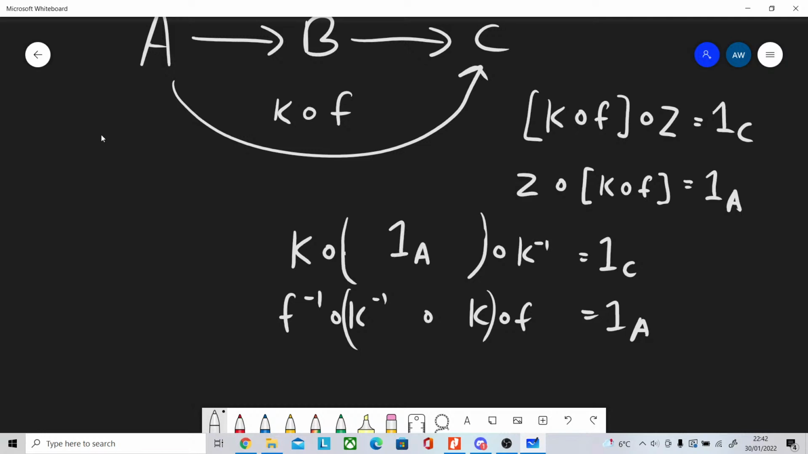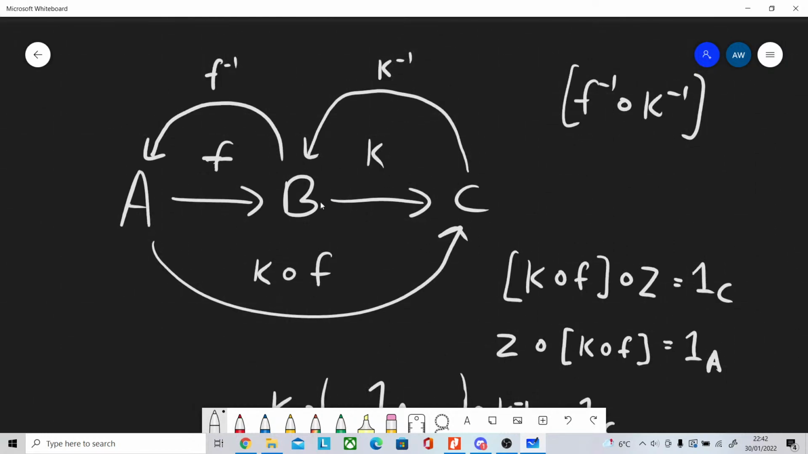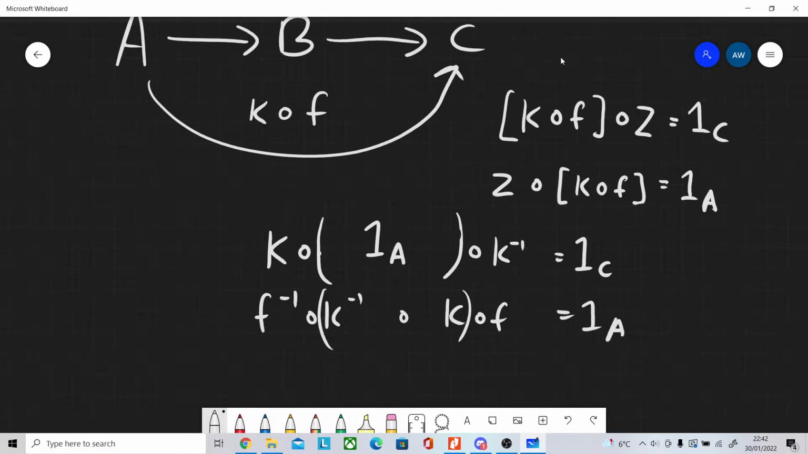And K inverse K. K inverse K. So that goes from C to C. This is 1C.